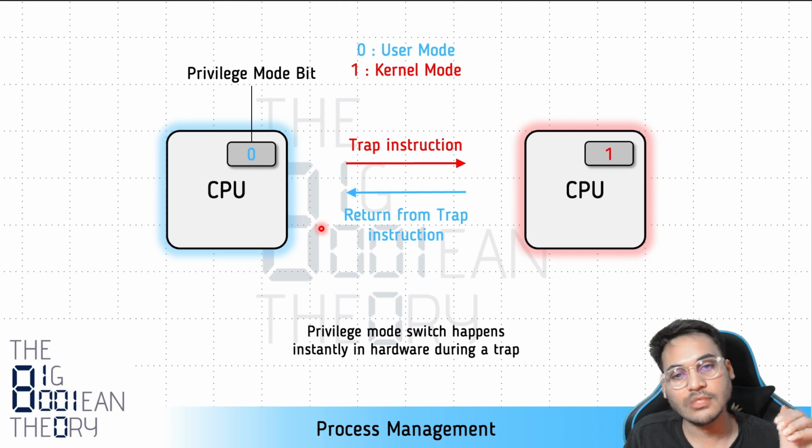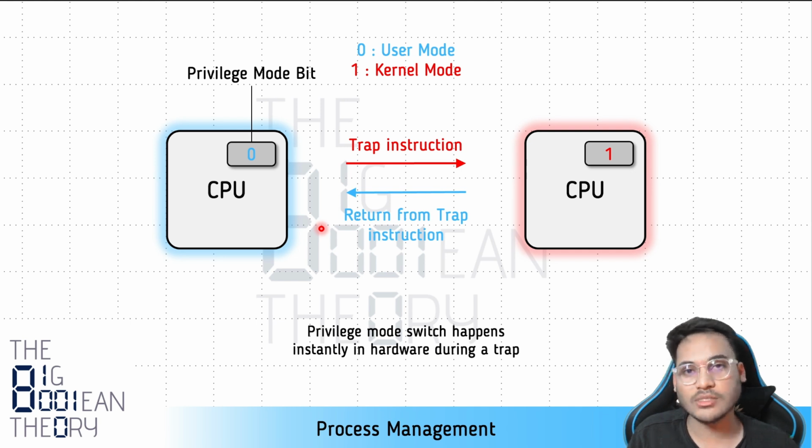So this operation that takes time t1, the operation of switching between user and kernel mode, is instant. It is done using the trap instruction when we are flipping from user to kernel, and the return from trap instruction when we are flipping from kernel to user. So this operation does not take much time. It is instant. It is done in the hardware, right?